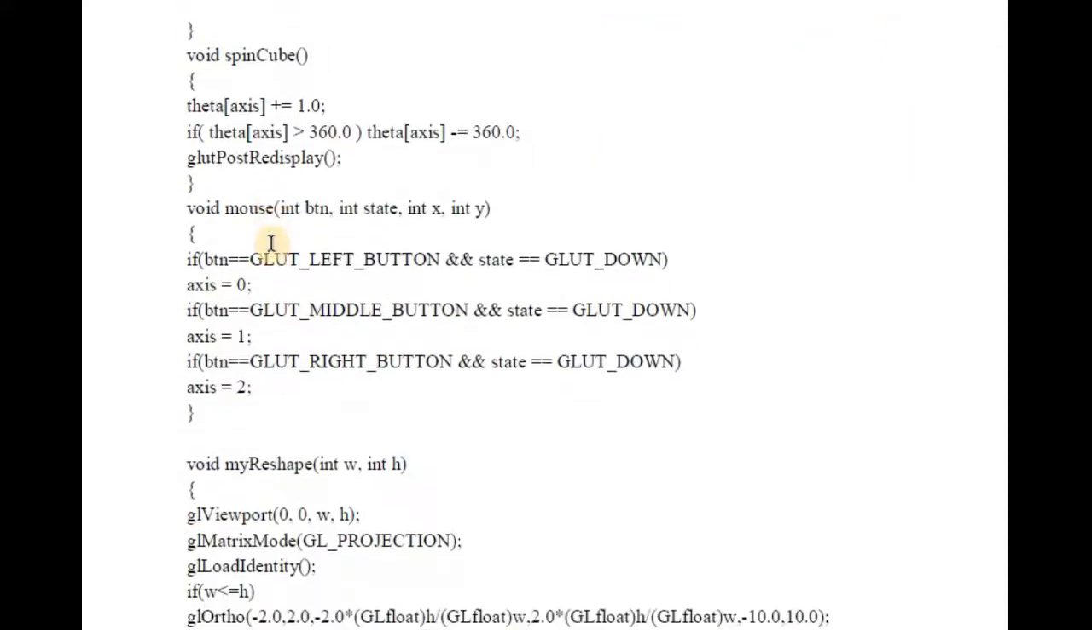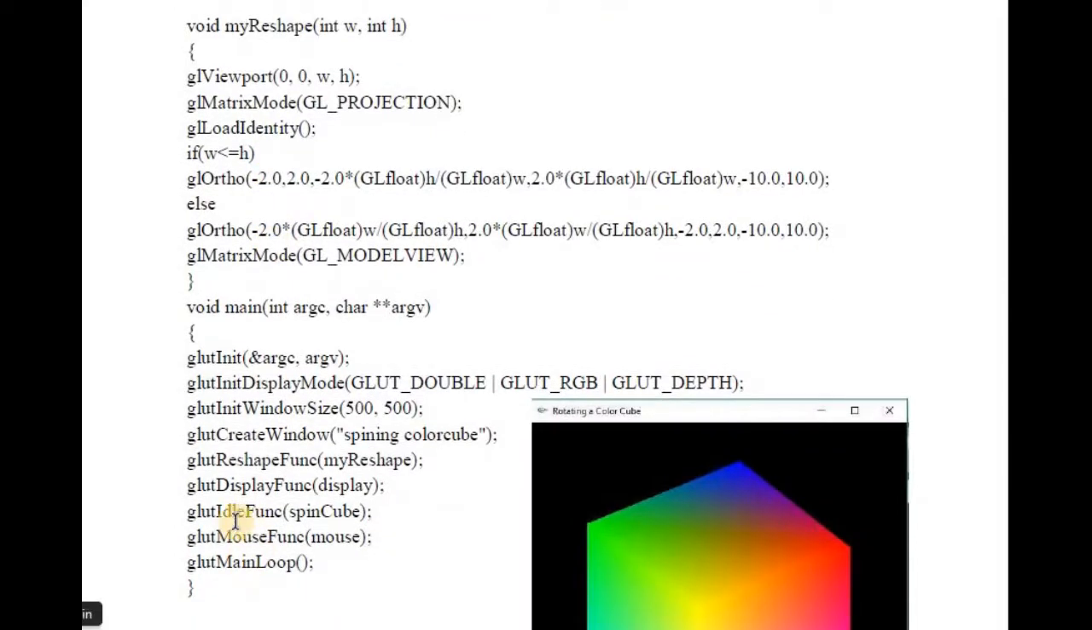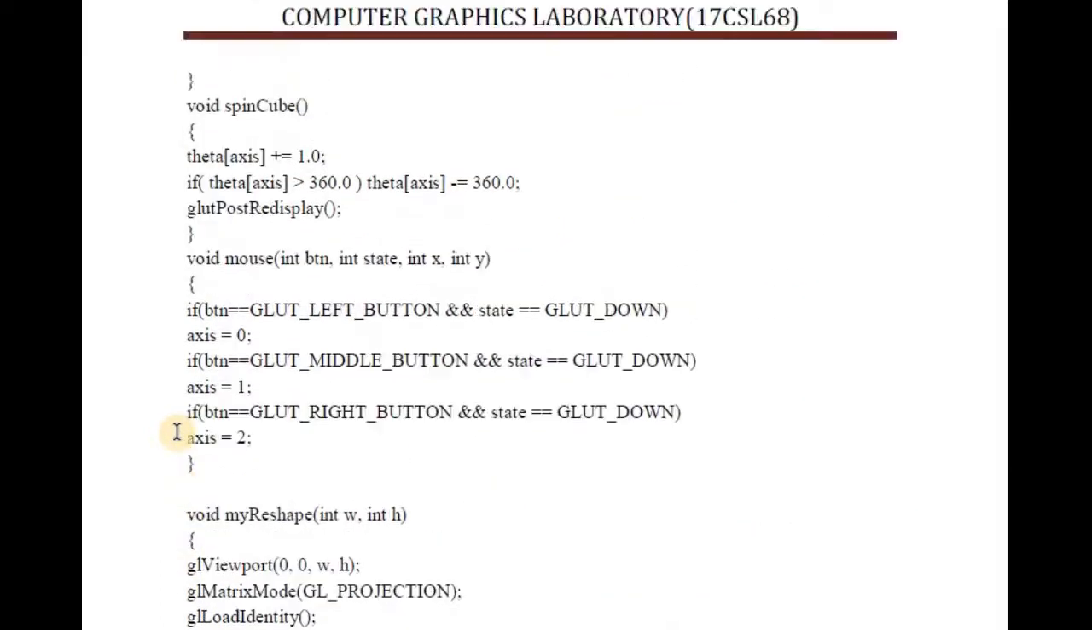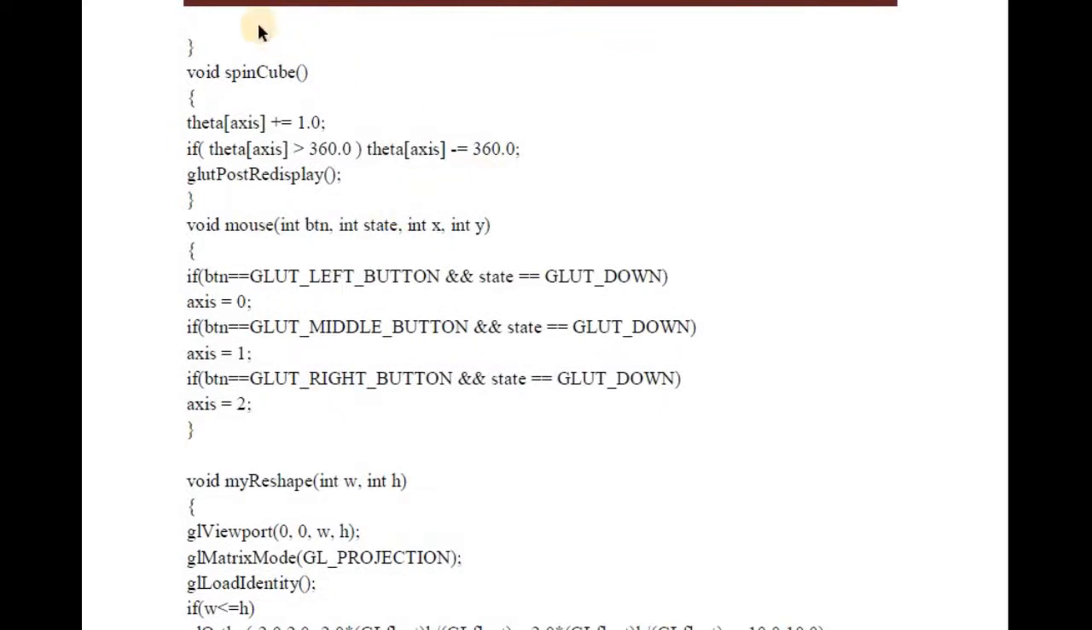Next, if you look at the main function, there is an idle function that is used, that is the glutIdleFunc. You know what the idle function is responsible for. When there is no event or no action happening, it simply executes the function that is inside the idle function. Inside the idle function there is a spin cube function. The spin cube function will be performing the rotation. In the spin cube, if you look at theta of axis, whichever axis value is set.